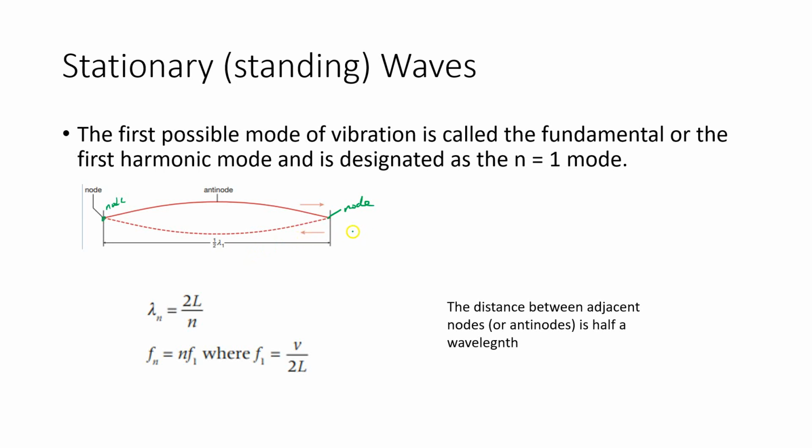One of the things that we must understand is that from node to node, from one node to another node, that's going to be recorded as a half wavelength. And it's the same thing if we consider a typical wave that is starting here. All right, let me just redraw that.